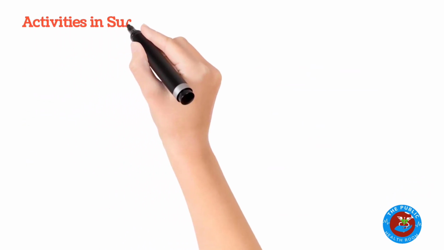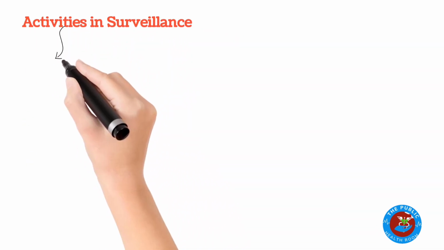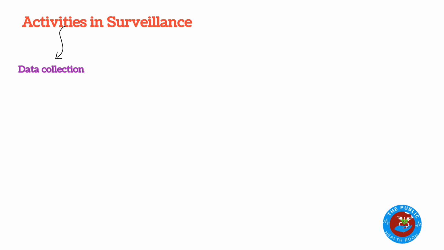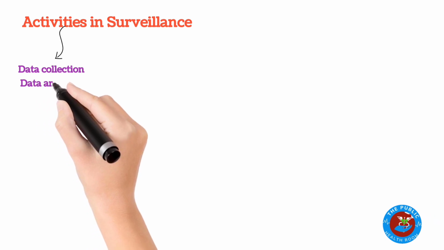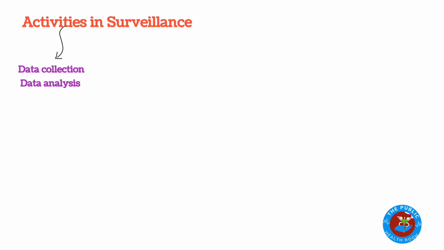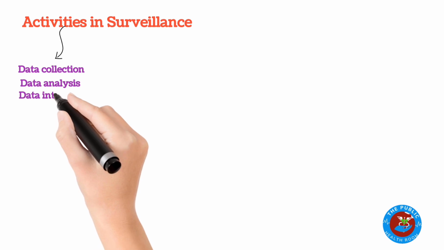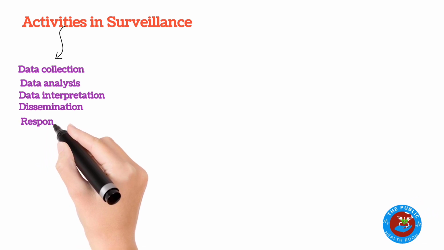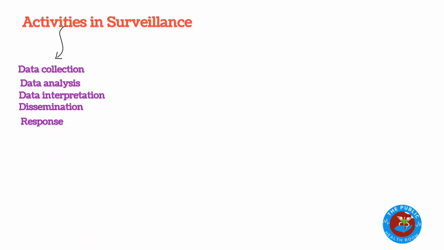Activities in surveillance. Surveillance involves a series of interconnected activities. 1. Data collection. Gathering information from healthcare providers, laboratories, and communities. 2. Data analysis. Identifying patterns, trends, and outliers. 3. Data interpretation. Understanding the implications of the analyzed data. 4. Dissemination. Sharing findings with stakeholders, including policymakers and the public. 5. Response. Implementing interventions based on surveillance data.